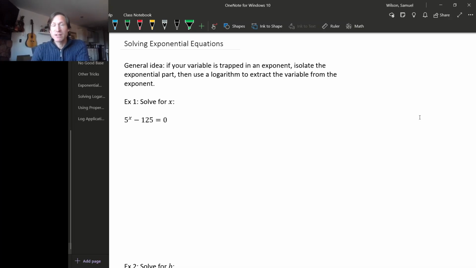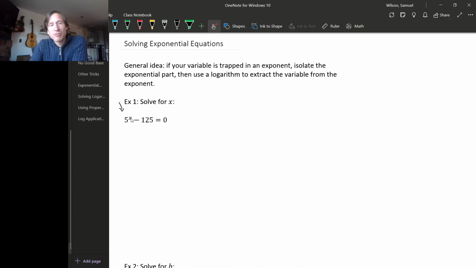In applications where exponentials show up, often the answers to questions that we want turn out to be solutions to equations with those exponential functions in them. So what we should do is figure out how to solve that sort of equation, equations that have exponentials in them. The general idea is that if we have an equation where the variable is trapped in an exponent, like this one, then we should first isolate the exponential part and then use a logarithm to extract the exponent.